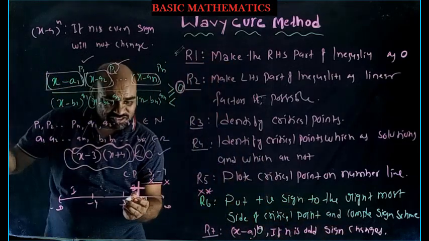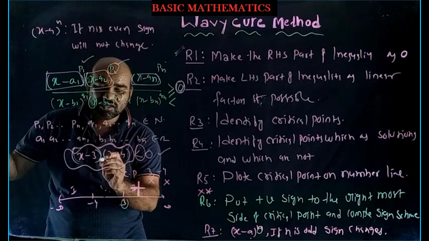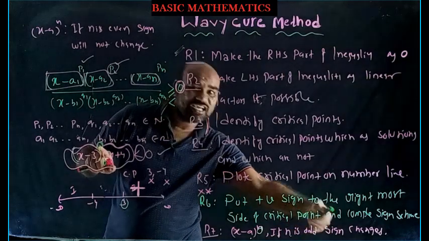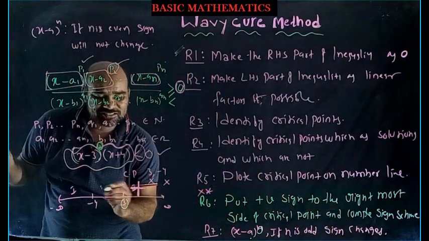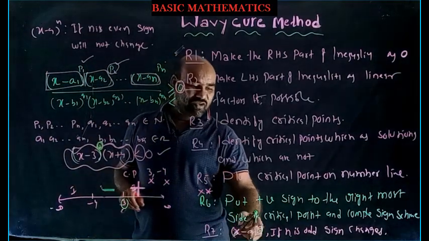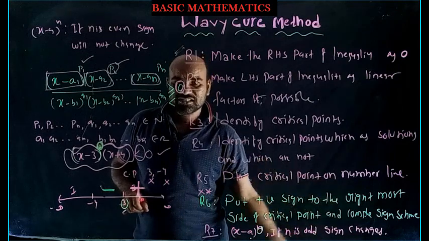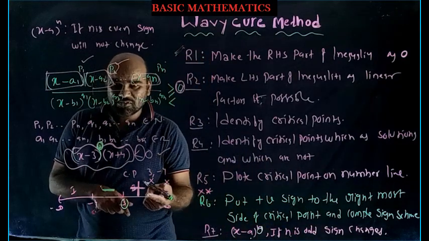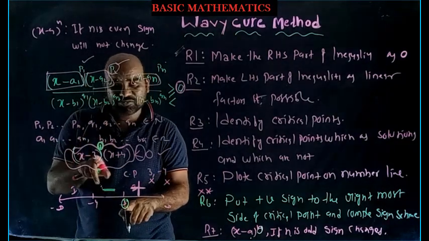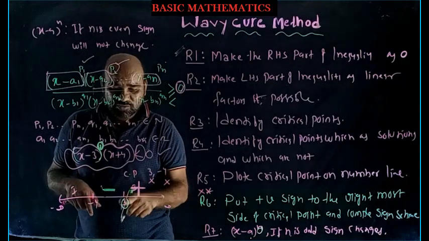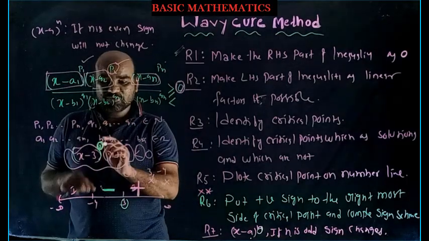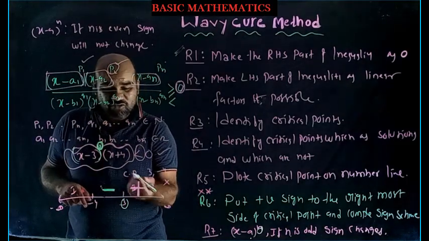The meaning is, 3 is the critical point for this bracket, and the exponent is 1, which is odd. If odd, then the sign will change, meaning plus after minus. For (x minus a) to the power n, if n is odd, the sign will change. We wrote plus to the right of the rightmost critical point. After that, what happens depends upon the exponent of x minus 3, since 3 is the critical point of the x minus 3 bracket. If the exponent is odd, the sign will change; if even, the sign won't change. Here the exponent is 1, so the sign changes: minus after plus.